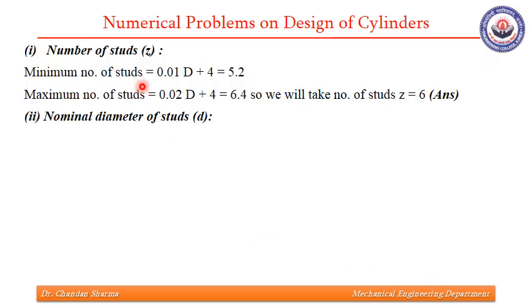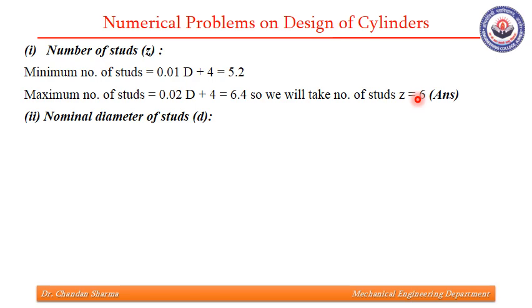This is the relation for finding the number of studs. Minimum number of studs should be 0.01 D plus 4. Since D is 120 mm, that comes out to be 5.2, and maximum number of studs should be 0.02 D plus 4, that is 6.4. So in this range we can assume studs as 6. So our studs will be 6 for this question.